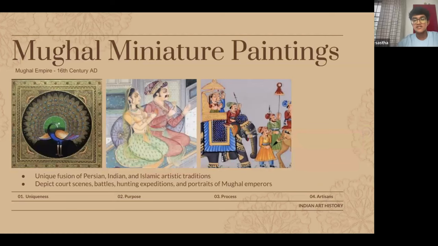So moving on, Mughal miniature paintings. These paintings were done in the Mughal dynasty during their era, and they flourished from the 16th century to the 19th century in India. They represent a unique fusion of Persian, Indian and Islamic artistic traditions. These exquisite artworks are characterized by intricate detail, vibrant colors and fine brushwork, and they often depict court scenes, battles and hunting expeditions, mostly the lives of the Mughal emperors.